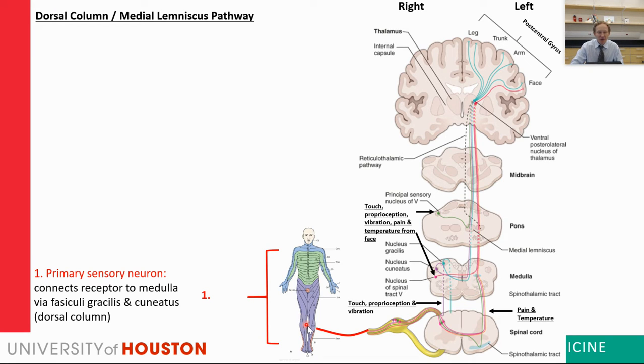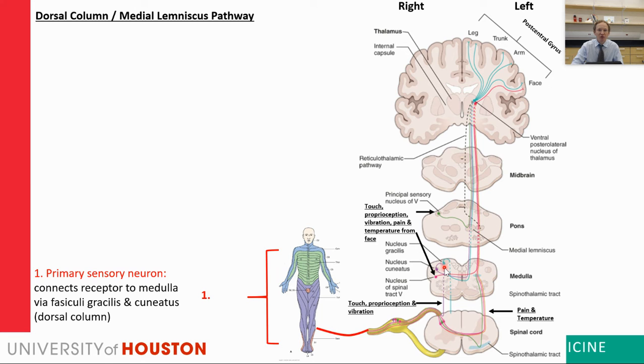Let's follow the entire dorsal column medial lemniscus pathway now. After the primary sensory neuron has entered the spinal cord through the dorsal root, it ascends through the dorsal column to the medulla. Here, in the medulla, the primary sensory neuron terminates before it synapses again with the second somatosensory neuron.